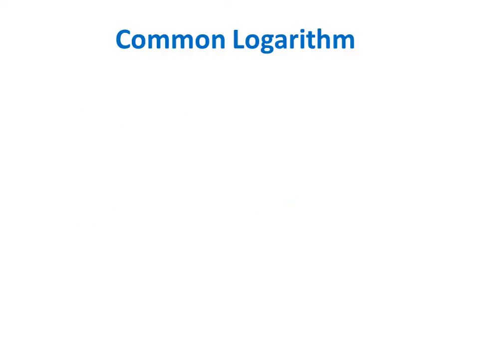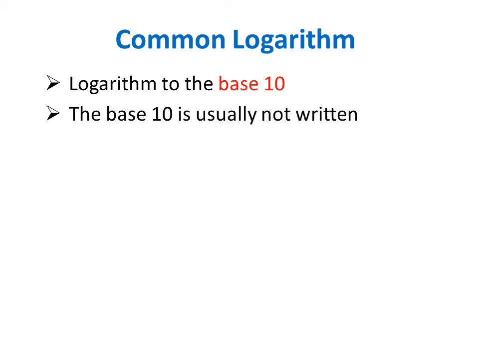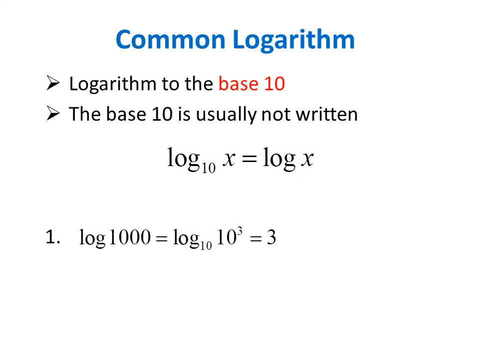Now let's consider a special type of logarithm. The common logarithm is the logarithm to the base 10. But the base 10 is usually not written, such that log to the base 10 of x is equal to log of x. So if the base is not written, that is actually 10, and you have a common logarithm.